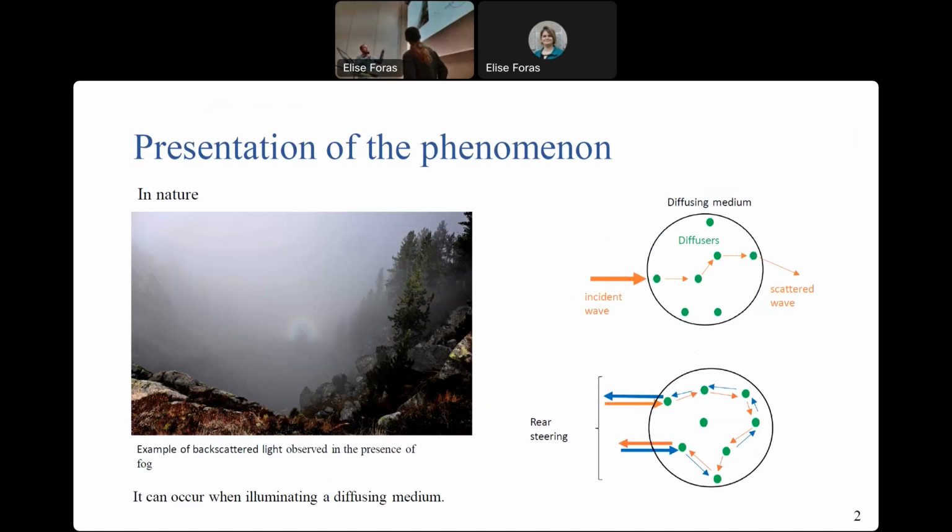This is linked to the fact that when the light comes on a diffusing medium, it encounters several asperities and diffusing elements. The light is diffused in all directions, but two waves can follow the same path, and then they are in the same phase, and they will have the possibility to interfere constructively, and then it will lead to the presence of this peak of intensity.